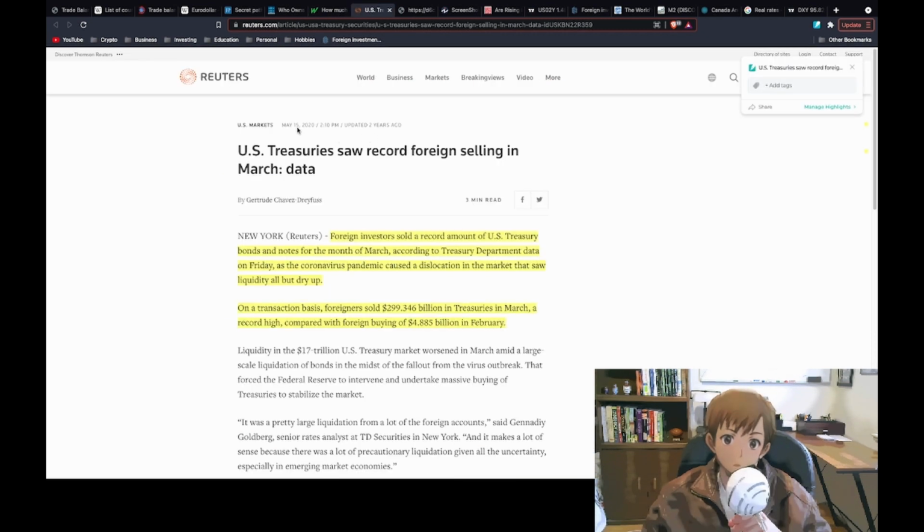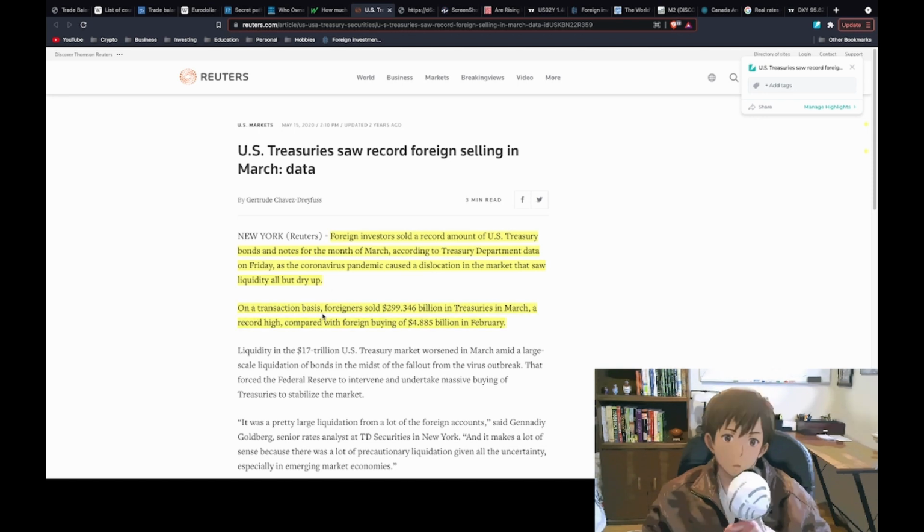So as you can see, this was May 15th of 2020, and this was after the CARES Act, as he was talking about. Foreign investors sold a record amount of US Treasury bonds and notes for the month of March, according to the Treasury Department data on Friday, as the coronavirus pandemic caused a dislocation in the market that saw liquidity all but dry up.